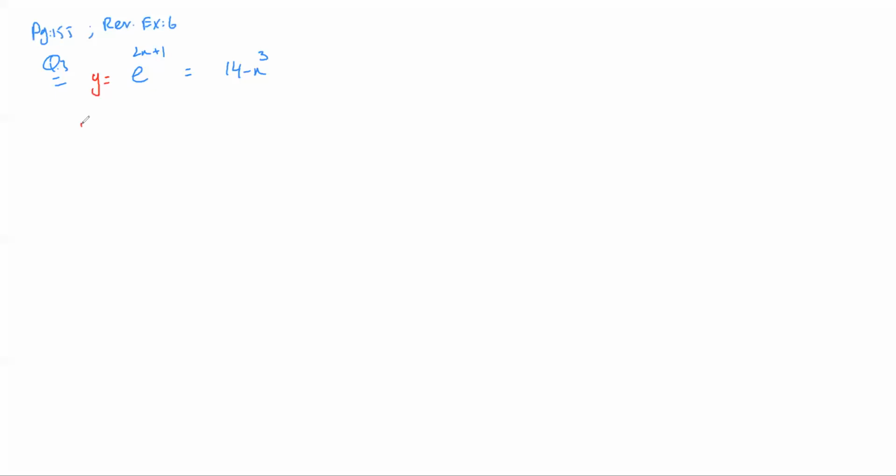So we have two equations, y equal to e raised to power 2x plus 1, and y is equal to 14 minus x cubed. Now, generally, if we do some rough work here, your e raised to power x graph is like this, and your x cube graph is going to be like this.